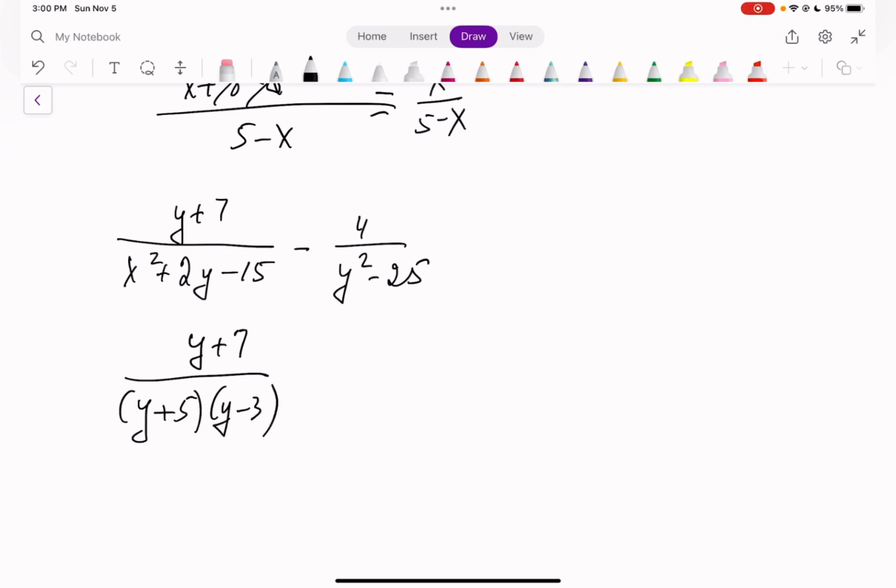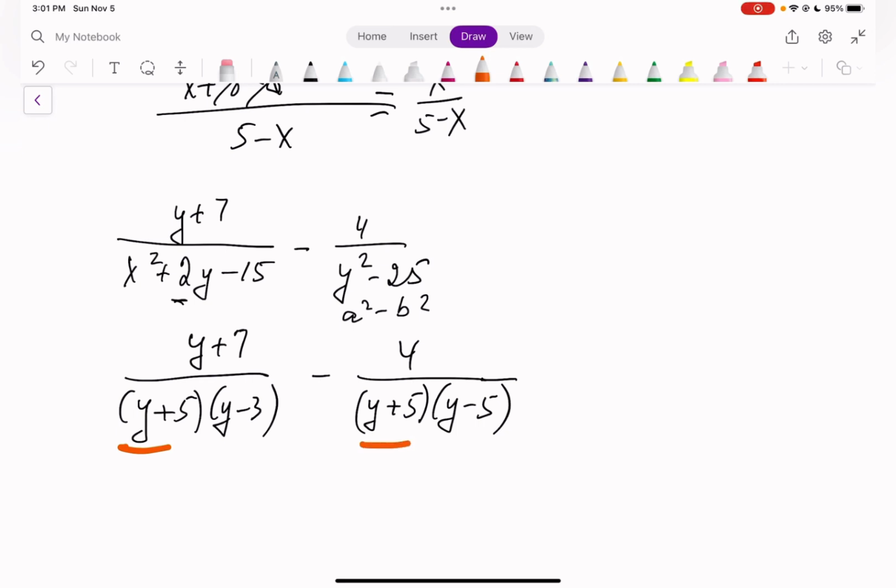5 times negative 3, negative 15. 5 minus 3 is positive 2 here. Minus 4. Here we have the formula a squared minus b squared, which is going to be a plus b, a minus b. y plus 5 and y minus 5. So what is going to be the common denominator? Let's write down y plus 5, right?